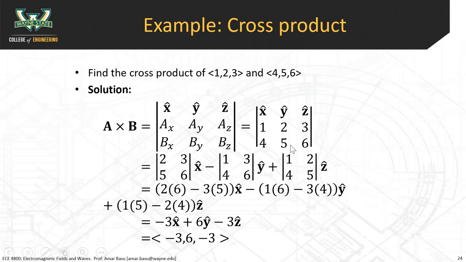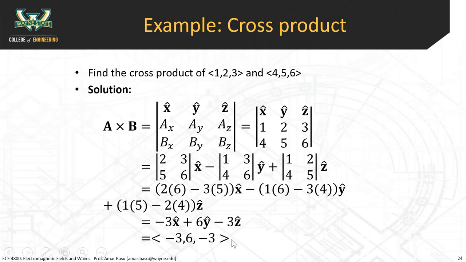Then you take the y hat vector and take the determinant of the four-element matrix 1, 4, 3, 6, right? You're just taking the elements that are not part of the same row or column as y. And then you do the same thing with z hat, 1, 2, 4, 5, and you alternate the signs. Don't forget to alternate the signs: a positive sign on the x hat, a negative sign on the y hat portion, and then a positive sign on the z hat portion, okay? So you should end up getting negative 3 x hat plus 6 y hat minus 3 z hat.